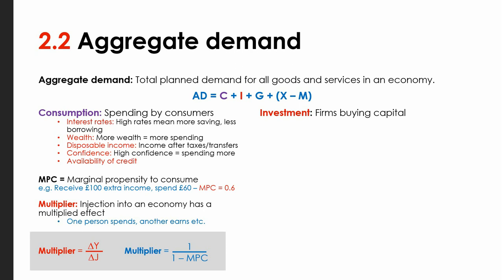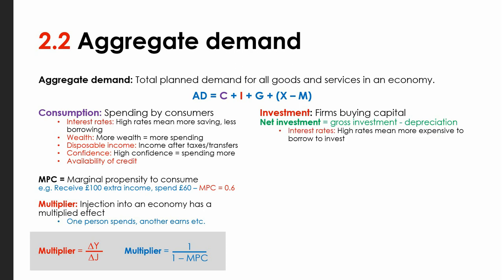Investment is firms buying capital, that's man-made resources used in production. We're interested in net investment, which is investment that actually increases the economy's capital stock. That's made up of gross investment, total investment, minus investment that is just going on depreciation. That's the decrease in value of the economy's capital stock as capital wears out.